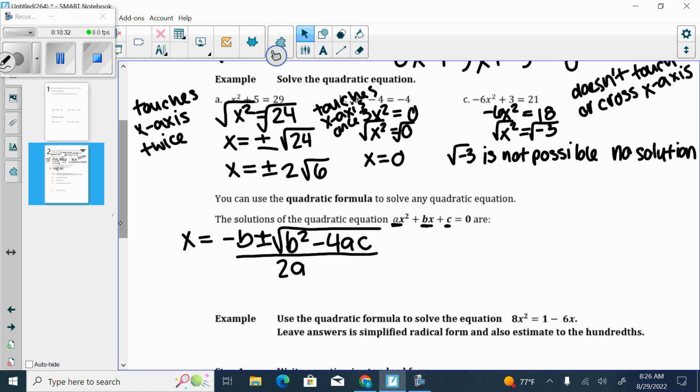All right? Okay, if this one is not already set equal to 0, then that's your job. Do that first before you start assigning values to a, b, and c, because it might change if you have to move some stuff over. All right? So let's look at a couple of examples for this.